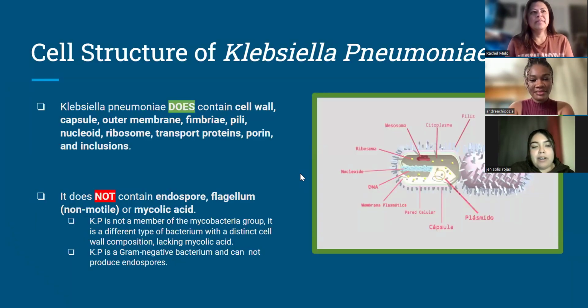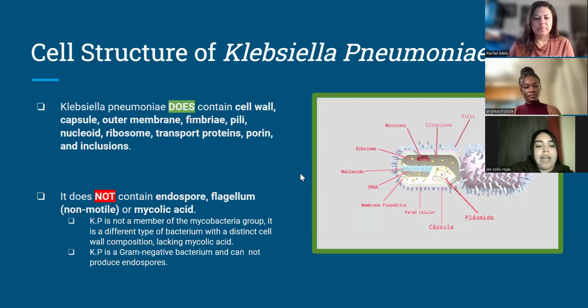So I'm gonna start off talking about the cell structure of Klebsiella. One of the findings during my research about the structures that it does contain is that there's a cell wall, a capsule, an outer membrane, fimbriae, pili, nucleoid, ribosome, transport proteins, porin, and inclusion. So all of these structures are found within the Klebsiella pneumoniae. And some of the things that it does not contain are endospore, flagellum, and mycolic acid.